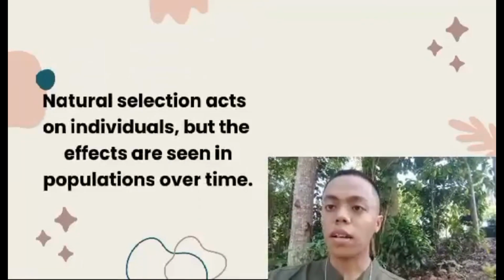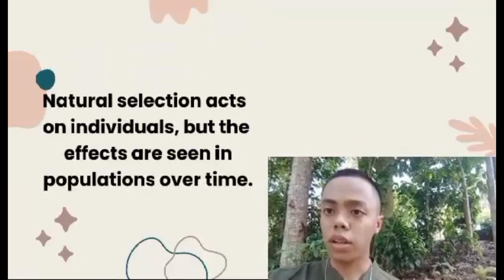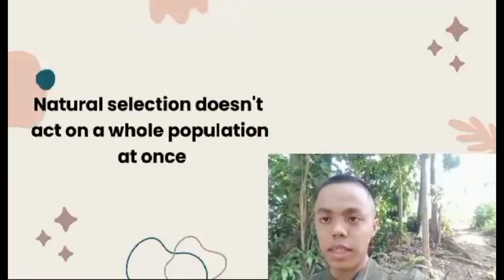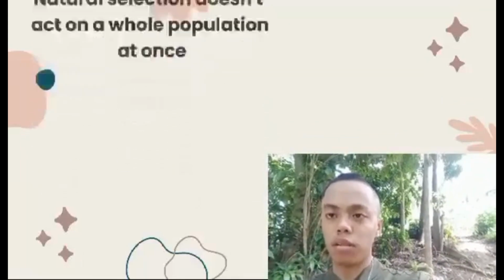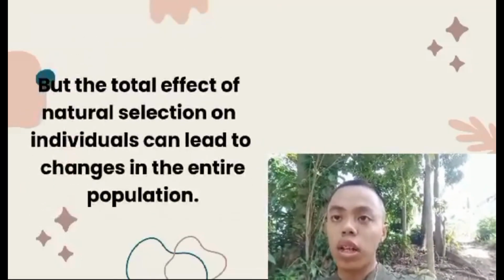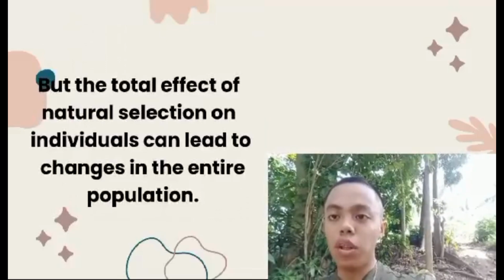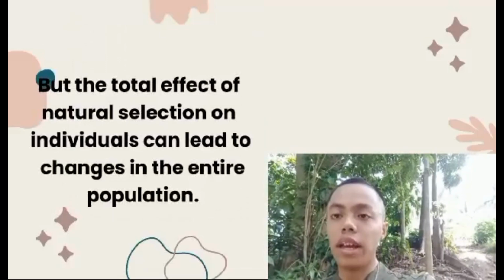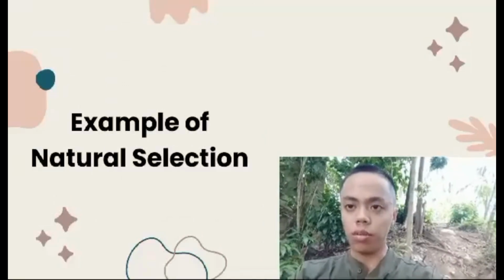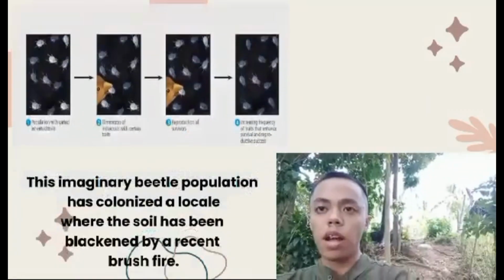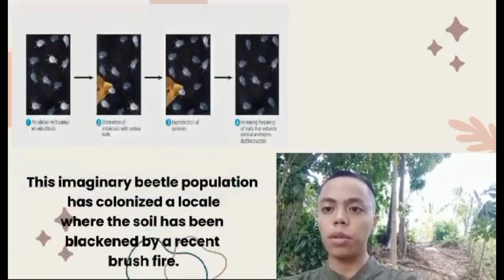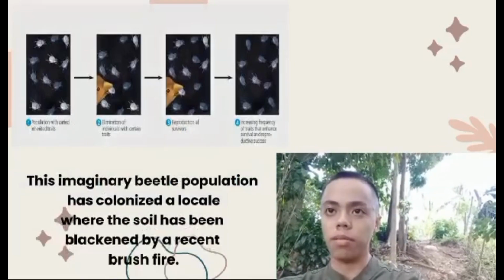Natural selection acts on individuals, but the effects are seen in populations over time. Natural selection doesn't act on a whole population at once. It affects individual organisms, but the total effect of natural selection on individuals can lead to changes in the entire population. Here is an example of natural selection. This imaginary beetle population has colonized a locale where the soil has been blackened by a brush fire.